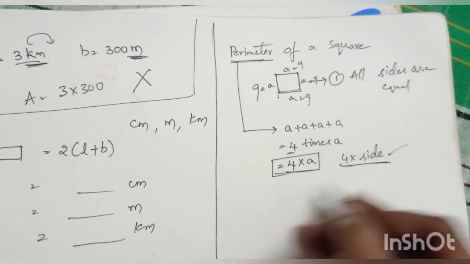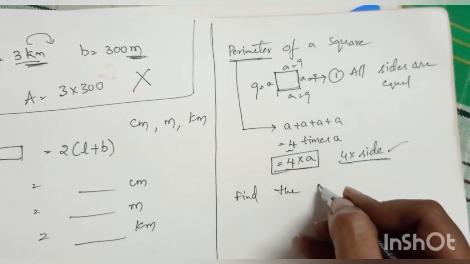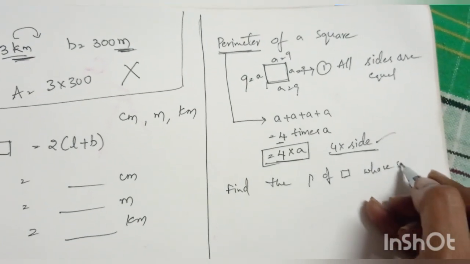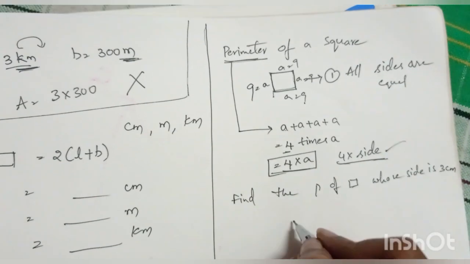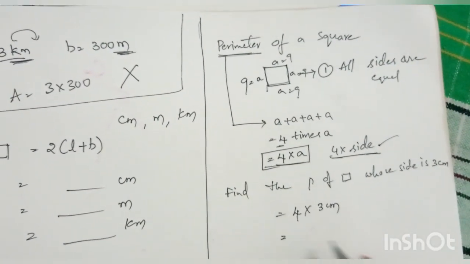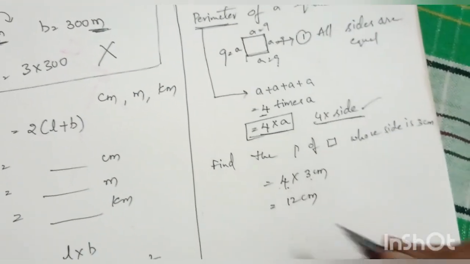When you are using the formula, if the question is given like find the perimeter of a square whose side is 3 centimeters, then simply we'll use the formula 4 into 3 centimeters. Here 4 into 3 centimeters, 4 3s are 12 centimeters.